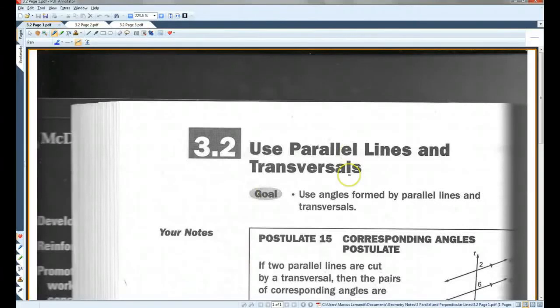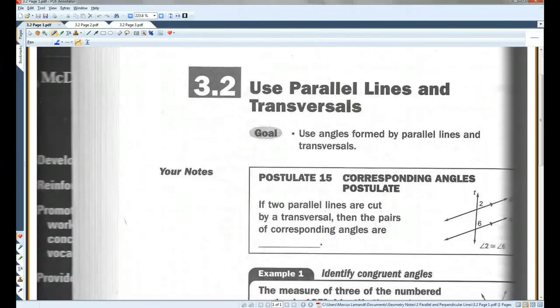Alright, if you guys could please turn to 3.2, use parallel lines and transversals. Okay, postulate 15, the corresponding angles postulate. If two parallel lines are cut by a transversal, then the pairs of corresponding angles are congruent. Okay, so basically, if you have parallel lines, these corresponding angles, also the other three pairs of corresponding angles, are all going to be the same measure.